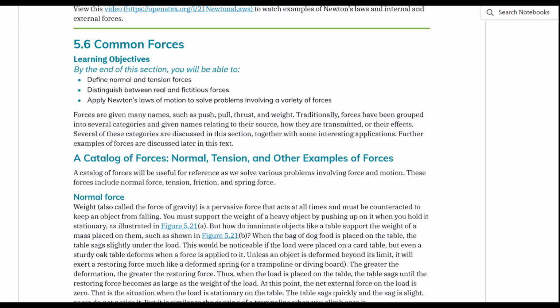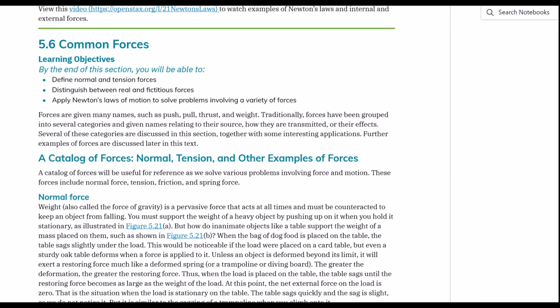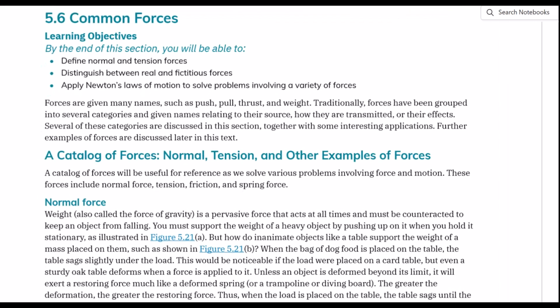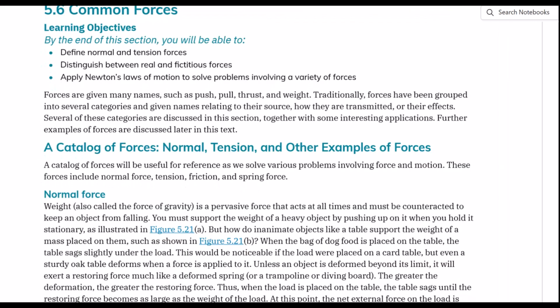Okay, we've already gone through all of this before, but I'm just going to re-talk about it. Common forces: normal, tension forces, real and fictitious forces. Apply Newton's laws to solve problems.